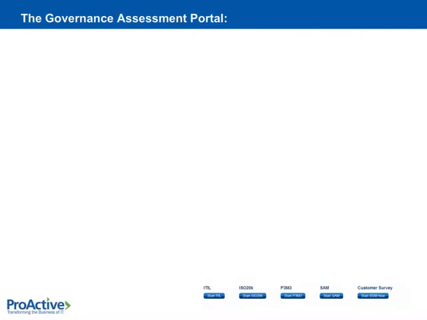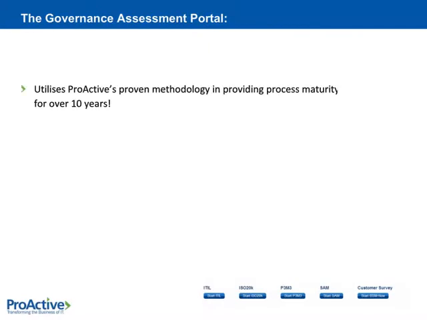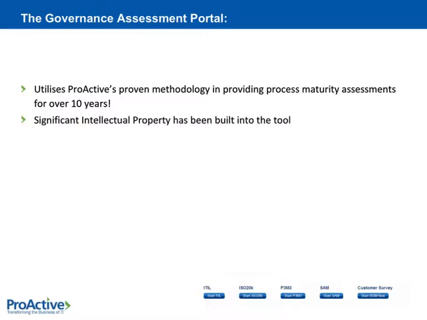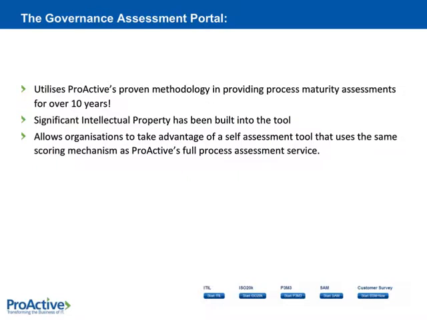The Governance Assessment tool has been developed using Proactive's proven methodology in providing process maturity assessments to organisations in Australia and New Zealand and other countries for over 10 years. A significant amount of intellectual property has been built into the tool. It allows customers to take advantage of a self-assessment tool that is also used by Proactive's consultants when conducting independent on-site maturity assessments. In the ITIL component alone, there are over 1,000 questions, which have been weighted or scored individually to come up with the overall maturity score. We'll take you through the scoring mechanism shortly.